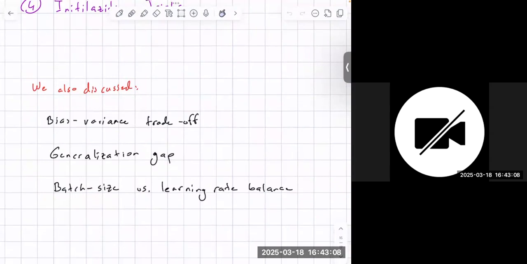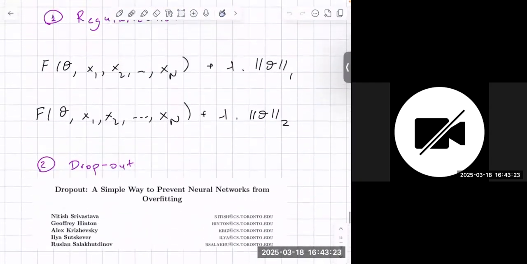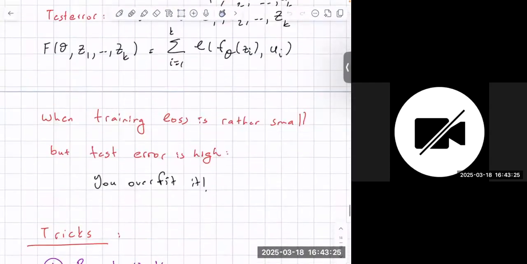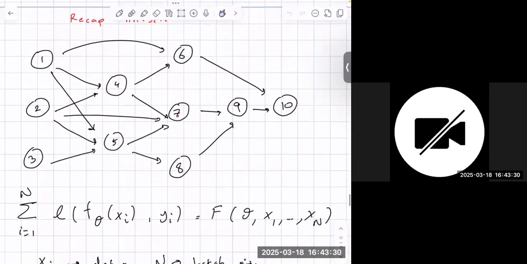And what else? We also discussed this thing called bias-variance trade-off, generalization gap, batch size versus learning rate, etc. Some stuff we discussed along the way. So this was just a recap of neural net stuff on a high level. I hope it was useful. This was motivated by the questions you guys asked. Any questions about this before I start recurrent neural nets? Recurrent neural nets means neural nets with loops. Yeah, go for it.